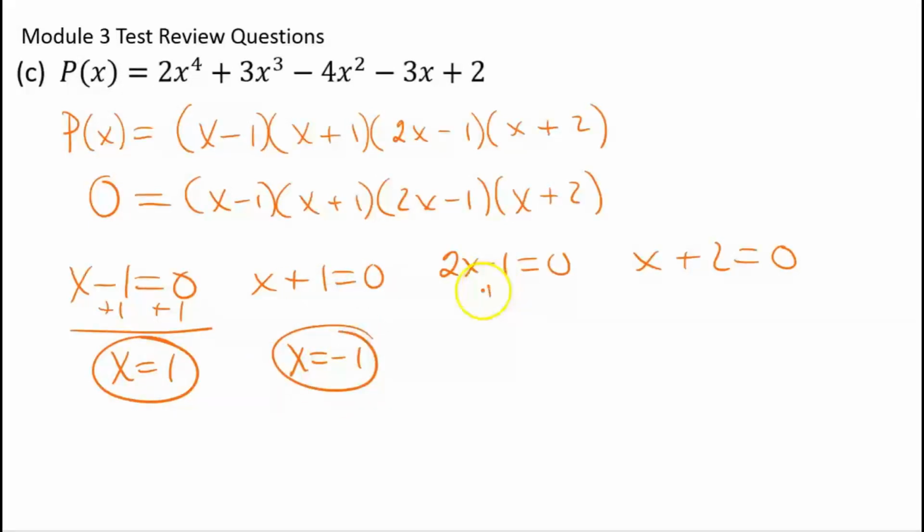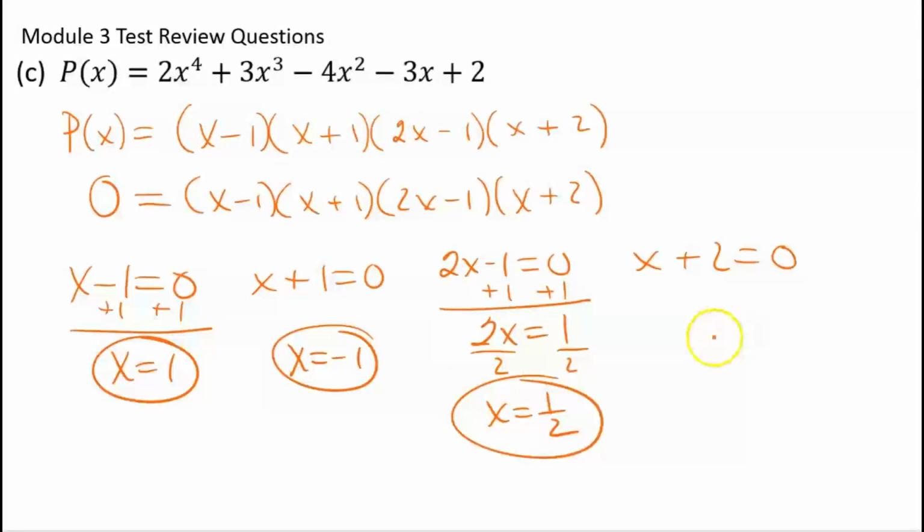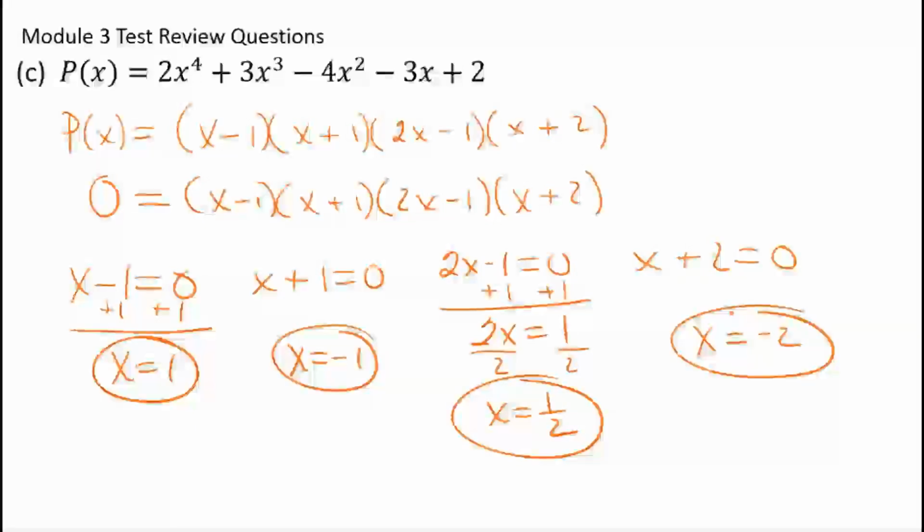Here's a couple of things we have to do. We have to add 1 first, and you get 2x is equal to 1, and then divide by 2, and you get x is equal to 1/2. And then I subtract the 2 to get x is equal to negative 2. Now that's 4 zeros. Notice something about these zeros. They're all real numbers. We don't have any imaginary numbers in there, which means if I were to graph this, every one of these would be x-intercepts also.